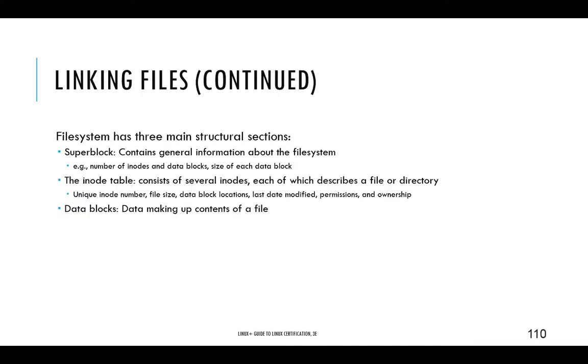File system has three main structural sections. It has the super block that contains the general information about the file system. It has the inodes, which are several inodes which describe the file or the directory. Then it has data blocks, which are the data files themselves. So you have your super block, your inode, and then your data block. Right? Everyone is still awake? I haven't put y'all to sleep.